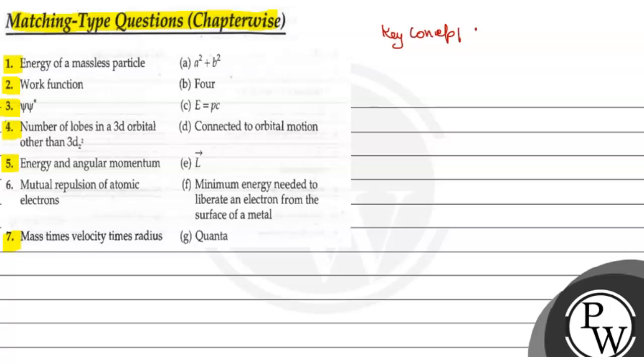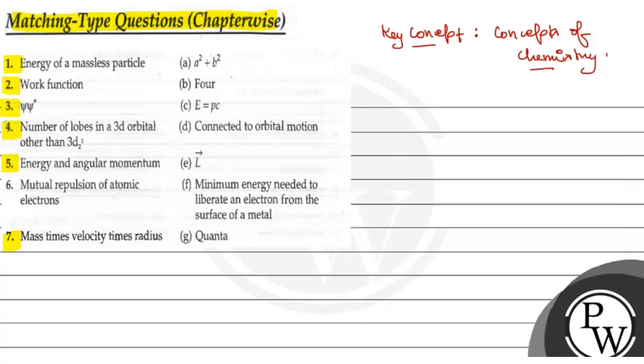Key concept is based on concepts of chemistry. Because there are few concepts given, इसलिए हम उसके अकॉर्डिंग ही बता सकते हैं कि which statement will match with another statement of the column number 2, right?